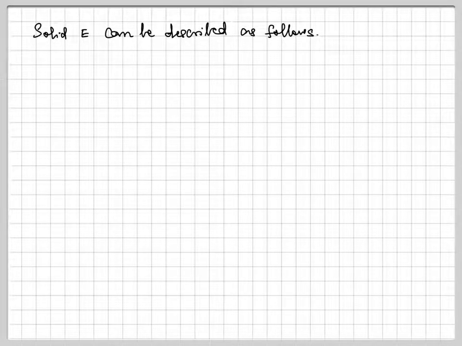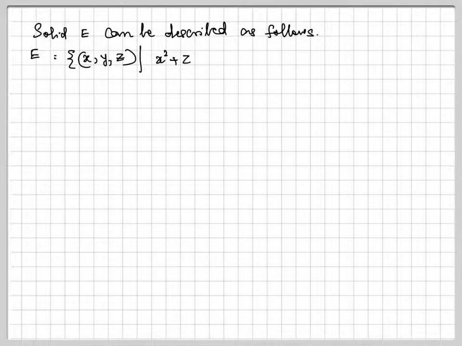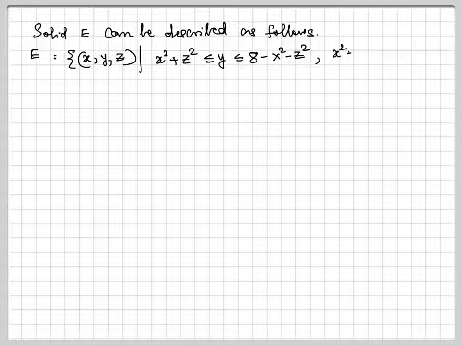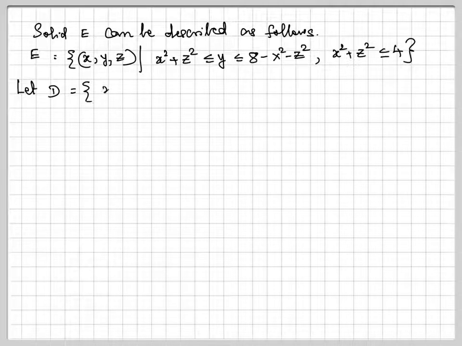So solid E can be described in terms of x, y, z as follows. So what is solid E? It is made up of x, y, z, where the projection is a disk, and y lies between the left paraboloid and the right paraboloid, which is x squared plus z squared to 8 minus x squared minus z squared. And the domain is x squared plus z squared less than or equal to 4. So let D be that domain, which consists of all those xz such that x squared plus z squared is less than or equal to 4.